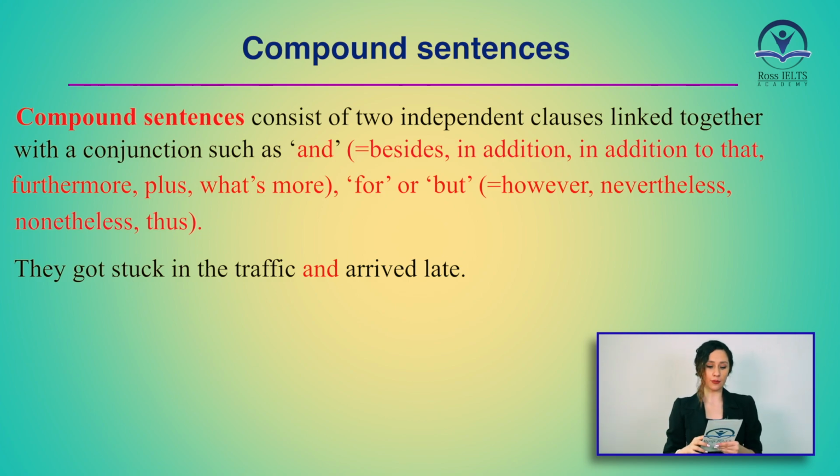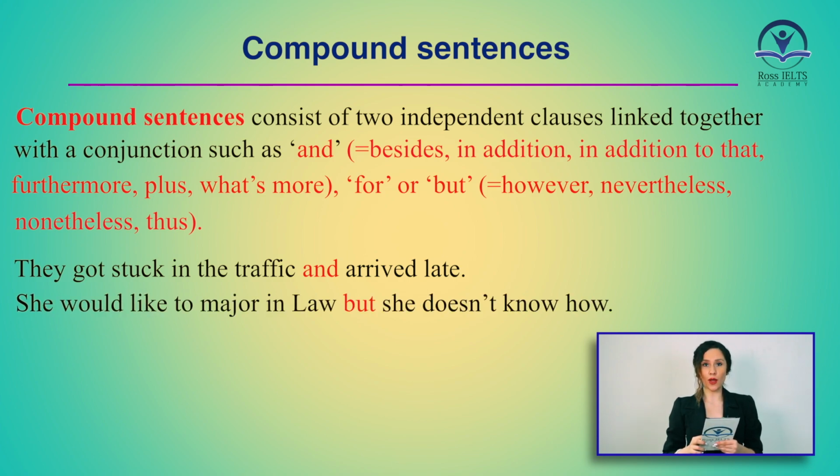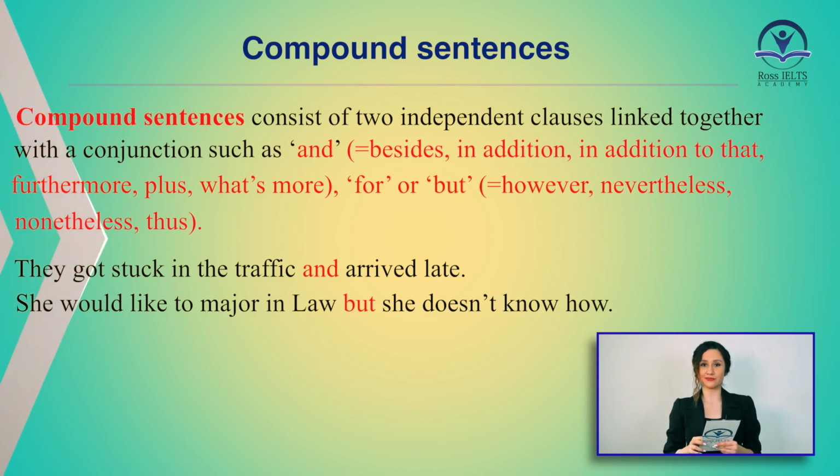Or another example, she would like to major in law, but she doesn't know how. Again, we have two independent clauses. The first one says she would like to major in law. This is complete by itself. And the second one says she doesn't know how. Again, a complete sentence. And they are linked up together using the word but. It wasn't hard, was it?